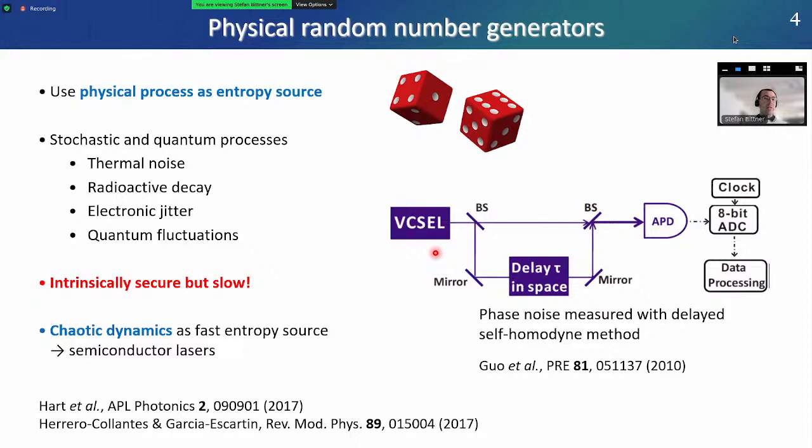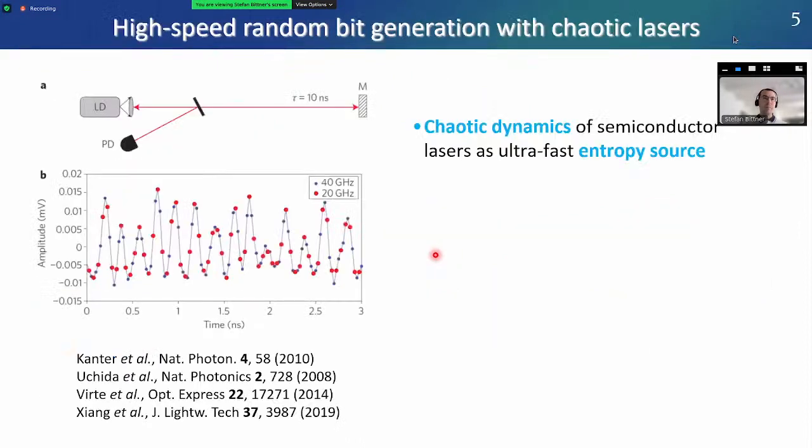Another physical source for entropy that has been discussed a lot are chaotic dynamics, in particular of semiconductor lasers. As you all know, they have a very fast dynamics, which can be exploited. A very simple and early example here is the use of a normal diode laser, which is rendered chaotic via optical feedback from an external cavity. And then the chaotic output of the laser is measured. Here you see an example of a time trace, which is then digitized and post-processed to generate random numbers. And with such approaches, bit rates as high as 2 terabit per second have been achieved.